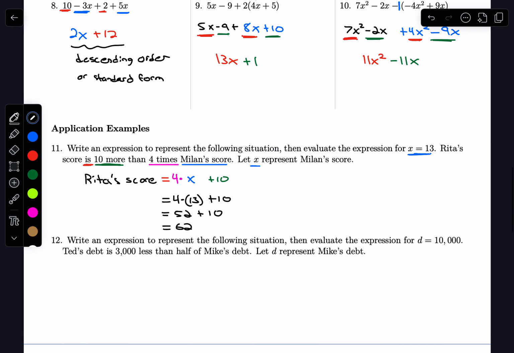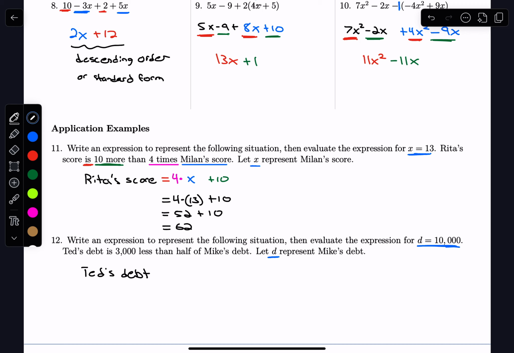Okay, one more. We're going to write an expression to represent the following situation, then evaluate the expression for d equals 10,000 in this case. It says Ted's debt is 3,000 less than half of Mike's debt. Let d represent Mike's debt. So we're going to follow the exact same steps. Ted's debt is what we're trying to model. So I'm going to write down Ted's debt.